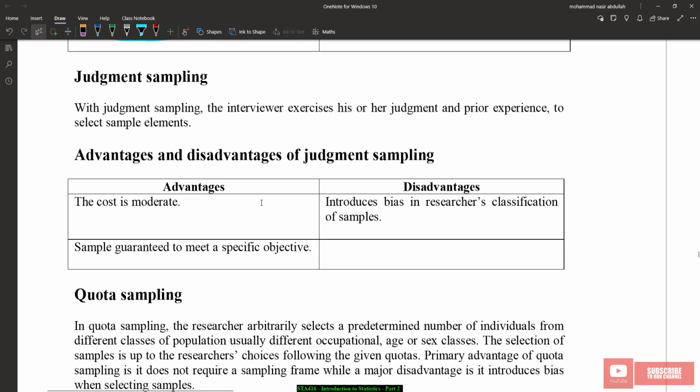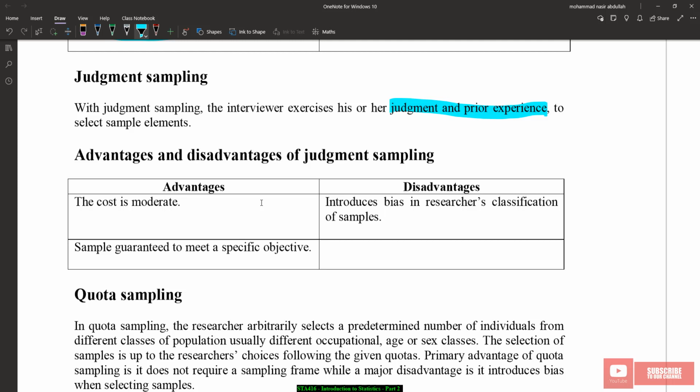So another method is judgment sampling. Judgment sampling is where the interviewer exercises his or her judgment and prior experience, right? For example, let's say you want to ask about, example paling simple lah, senang nak faham, by judgment lah, is maybe not correct, but the example I give is very simple. Maybe kita nak tengok questionnaire pengalaman orang isap rokok, right?